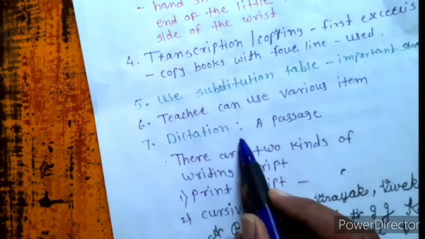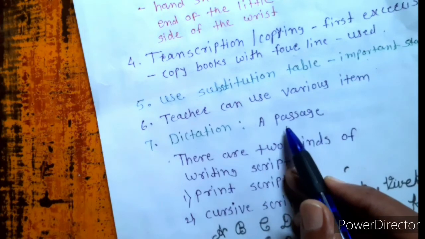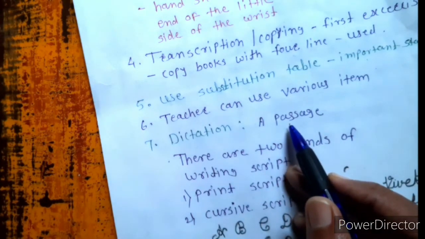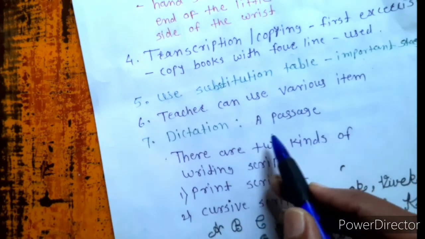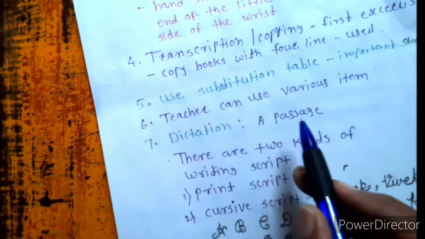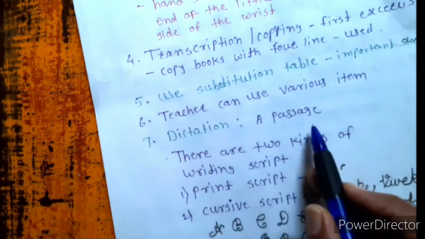Then dictation. This is a very important part for every student. Dictation means a passage which is going to be given to the students for dictation must be known to them. The words should be known to them. The teacher reads a passage orally and students write down the passage, which has the known words.